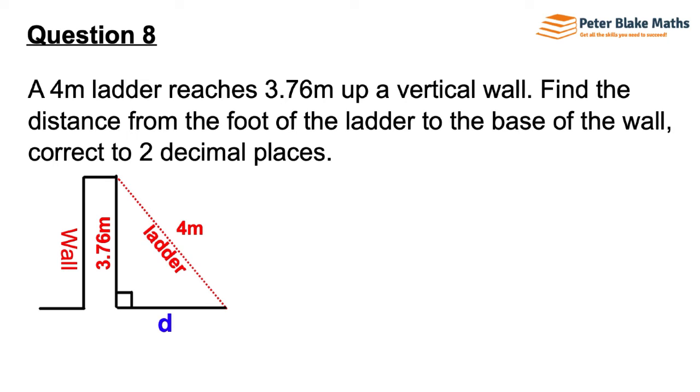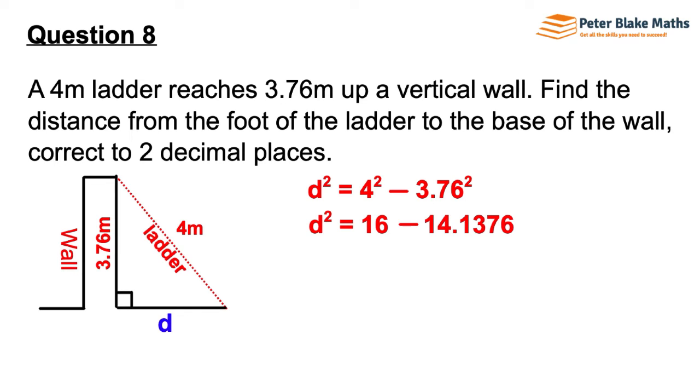So we're finding a shorter side in a right angled triangle, so Mr. Pythagoras is going to help us out quite a bit there. I'm going to start off with D squared equals the larger number squared, which in this case is 4 squared, minus the smaller number squared, 3.76 squared. So this is a Pythagoras question. It may not have looked like it at the start, but it still turned out that way. We'll just run that through our calculator here. 16 minus some decimal or other.